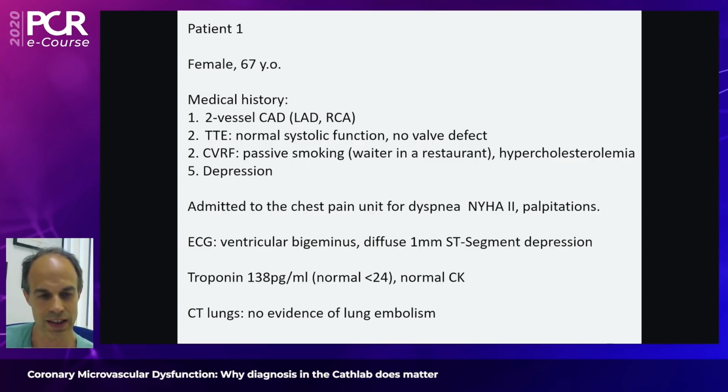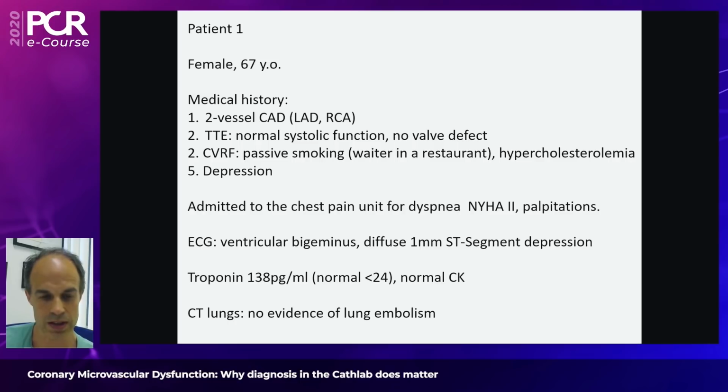She came in this case this month, actually in May, and she was admitted to our chest pain unit for dyspnea of NYHA stage 2 and palpitations. She also had some kind of angina, but it wasn't really a typical stable or unstable angina. On ECG, there was a ventricular bigeminy. There was diffuse 1 millimeter, so again, not really major, but there, ST segment depression. There wasn't really focal, there wasn't really referable to one particular wall of the myocardium. Her troponin was, however, high, with a normal value of 24, so it was 6 times higher than it should have been.